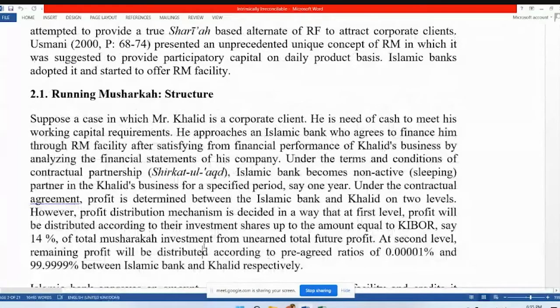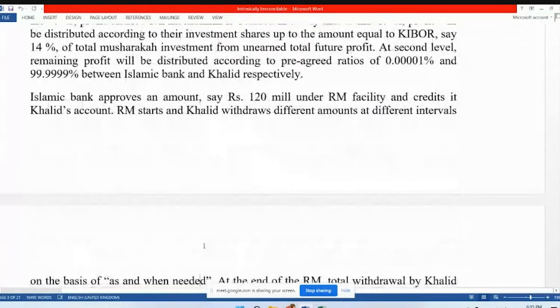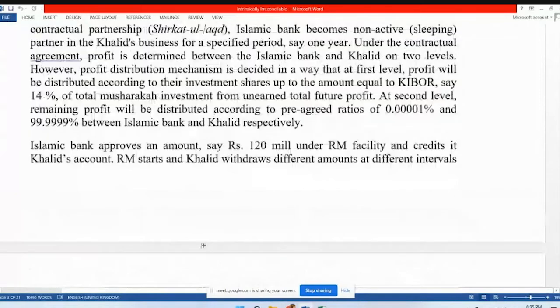I'm going to explain here what is the running Musharakah structure and how does it work.